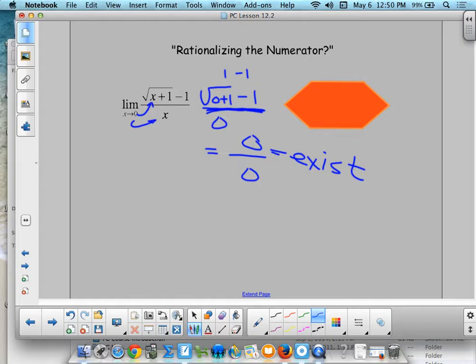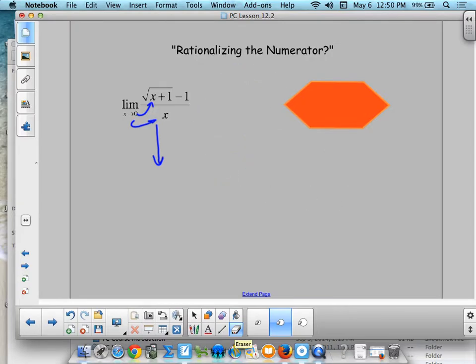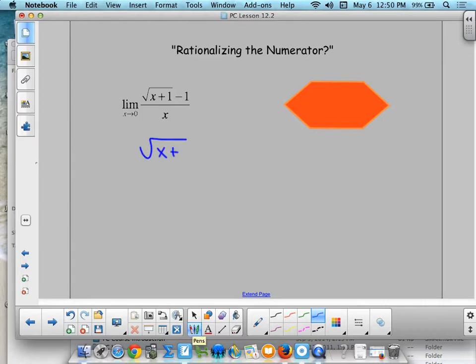Okay, so how are we going to go find this one? We got to think algebra. How do I simplify that ugly looking function? Okay, so I need help. I'm going to rewrite it. How could I change the look of this thing?